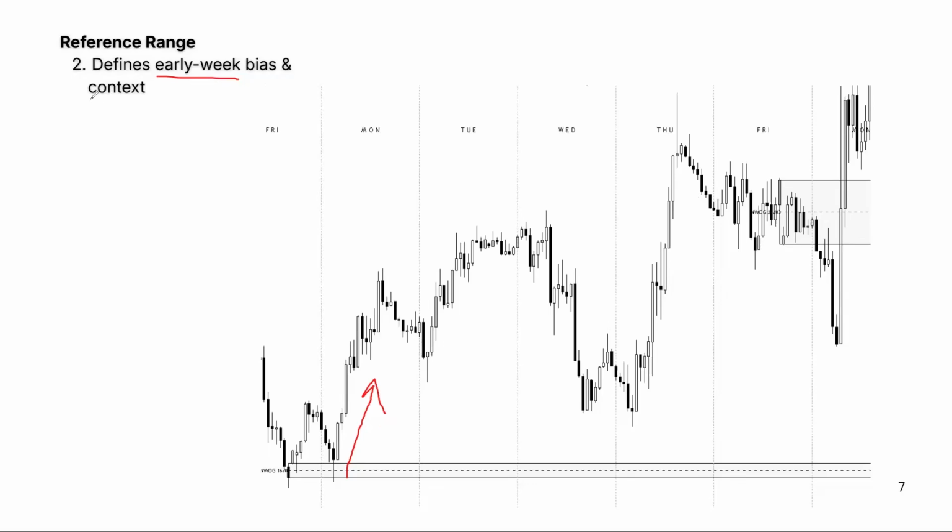Now, the second thing is context. What do I mean by context? You can use the new week opening gap to gauge or to tell if that week is going to be a trending week or a consolidated week. If price leaves the new week opening gap with such momentum, it is a telltale sign that that week will be a trending week. Let's look at another example.